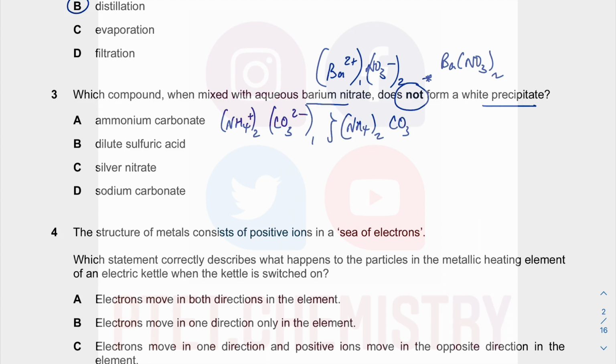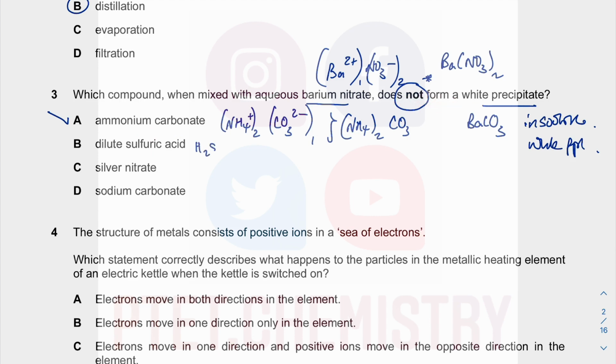What will happen? Well, you will get exchange of cation and anion. You will form ammonium nitrate. You will form barium carbonate. Barium carbonate is insoluble. All of the group 2 carbonates are considered insoluble. So this one will give you a white precipitate, which is why this is not what you want. You want one that does not form a white precipitate.